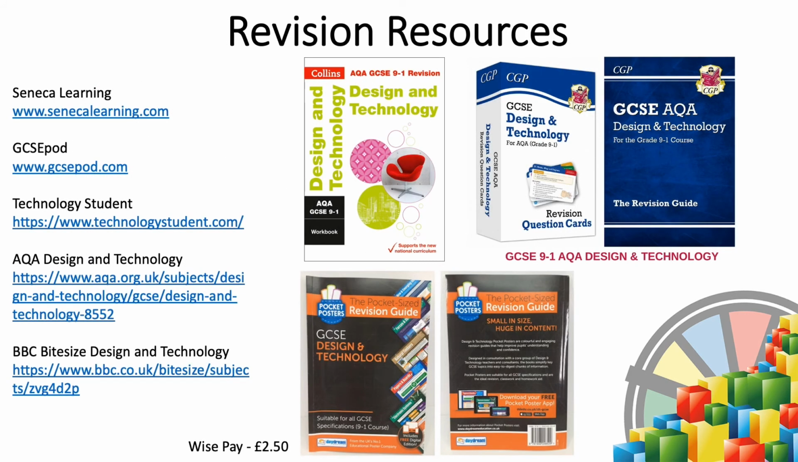Some of those revision resources that are really helpful are listed there. Again, all these are available through the school. We do have lots of the pocket-sized revision guides in stock. These can be ordered through WisePay, and they're £2.50. The Collins and the CGP resources, we will be taking a list of names of students who are interested in these, so we can buy them at the school price. They range between £2.80 and £4 depending on the resource.